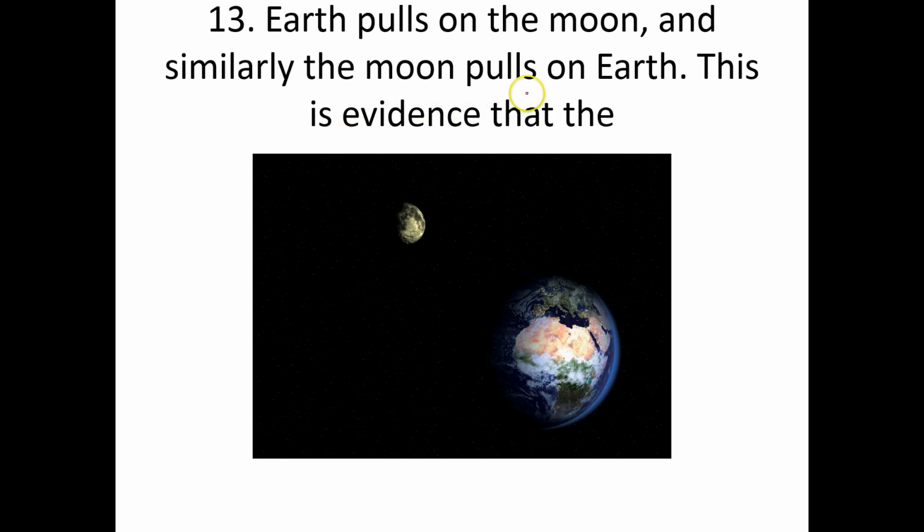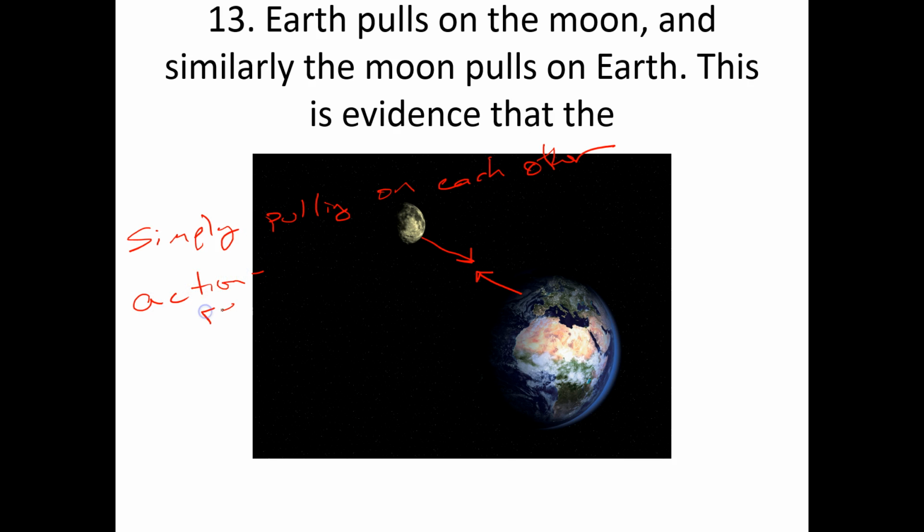Number 13 says Earth pulls on the moon, so the Earth is pulling on the moon. And similarly, the moon pulls on the Earth. This is evidence that they are simply pulling on each other. And this is an action-reaction pair.